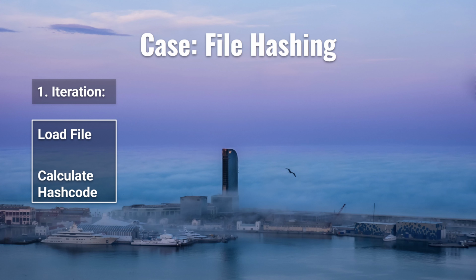After the first iteration, the design looks like this. We have a single class called file hash calculator, and it both loads the file and calculates the hash code within the same class and the same method. So there isn't really much of a design at this point. It's just one big class, which isn't even that big, as you have seen.